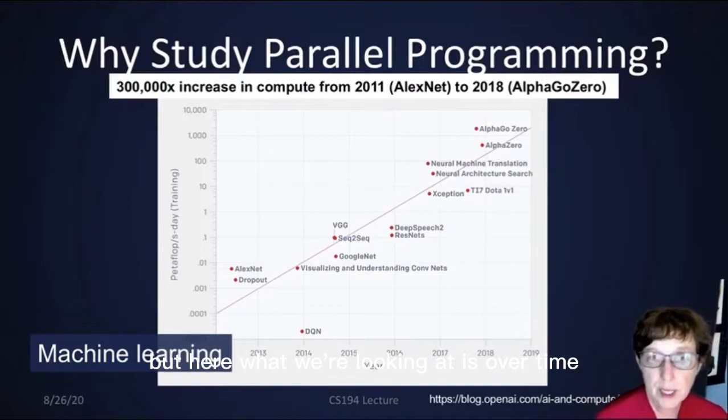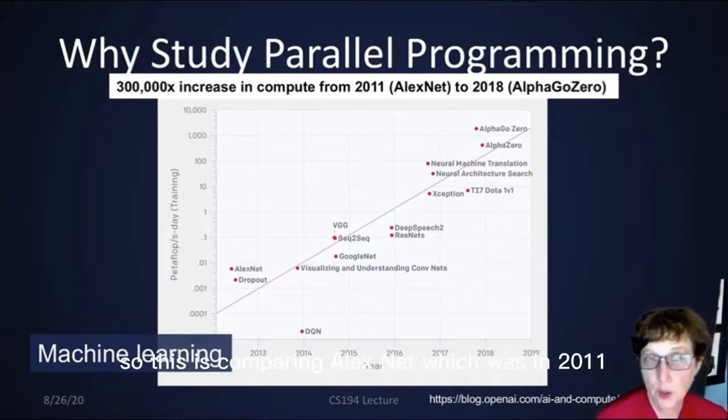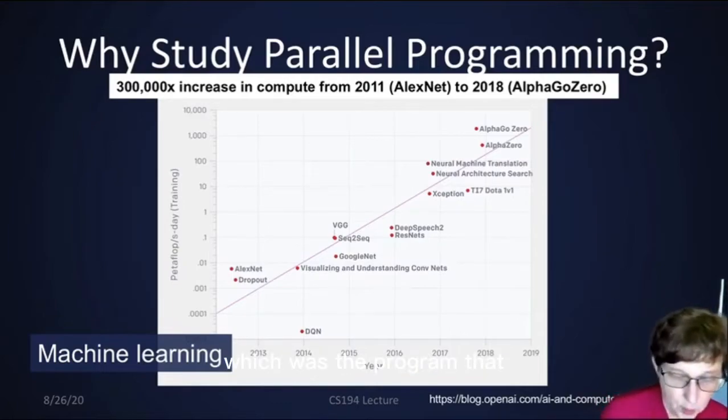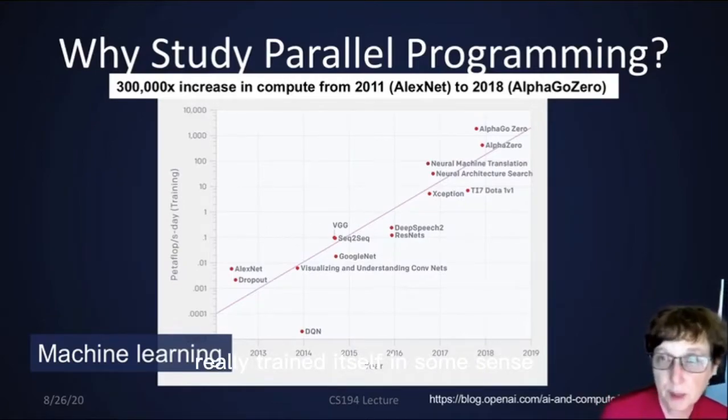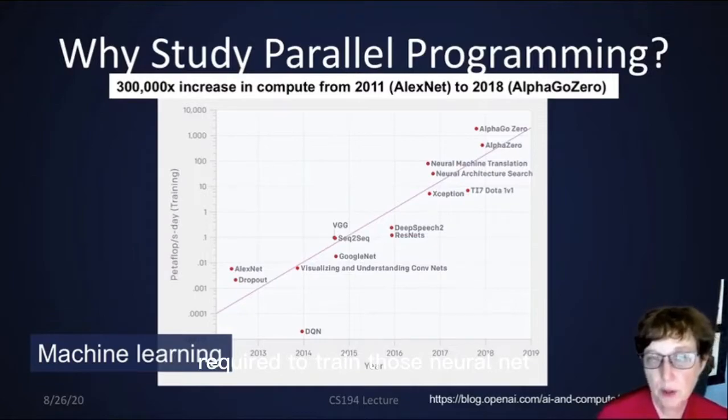But here what we're looking at is over time, how much the cost of training a neural net, so the computation that precedes using that in practice, has grown over the last decade or so. So this is comparing AlexNet, which was in 2011, to AlphaGo Zero, which was the program that really trained itself in some sense to learn the game of Go. And in that time period, the amount of computing required to train those neural nets grew by a factor of 300,000. So, and these are very expensive computations.